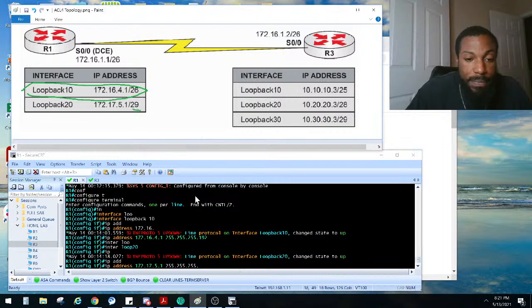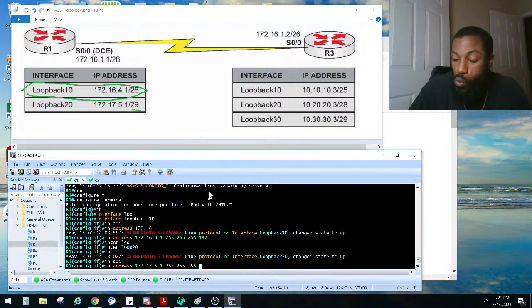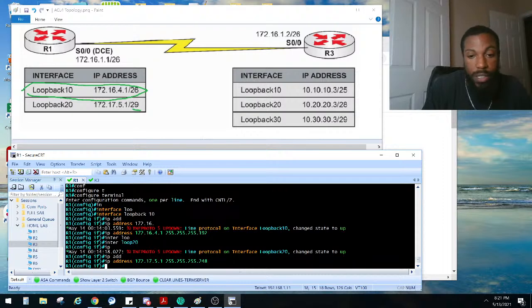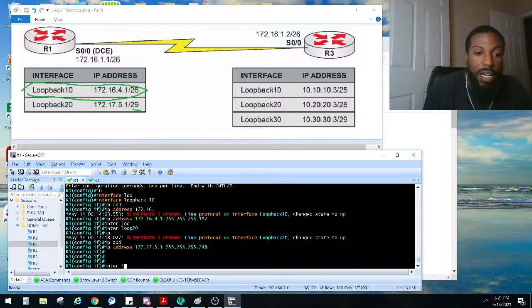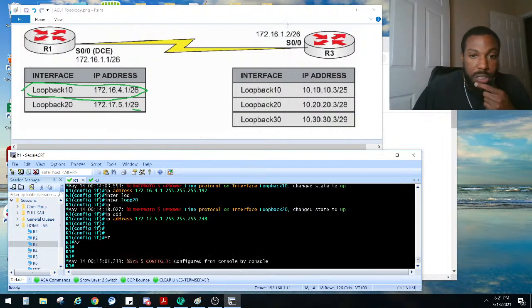Subnet mask of /29, which is 255.255.255.248. No shut. Oh, you got to no shut it. It already comes up. What am I thinking? Interface loopback. Oh, that's all the loopbacks for router 1. So we got to do these 3 loopbacks right here on router 3. So go back to router 3.